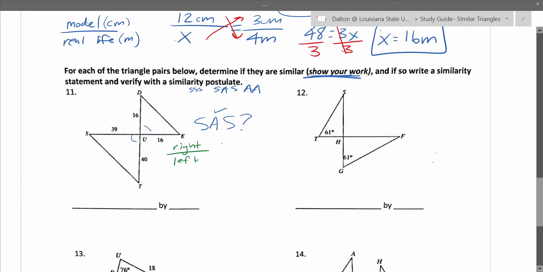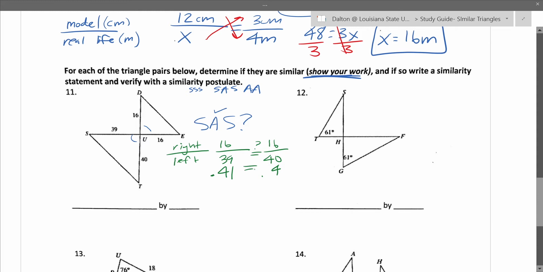Okay, so I'm going to compare 16. 16 corresponds with 39. And I want to know, does that equal 16, the other measurement, over 40? Well, you could plug these in your calculator if you want. 16 over 39 is going to be about 0.41. 16 over 40 is going to be 0.4, but hopefully logic tells you that these two fractions don't equal each other.